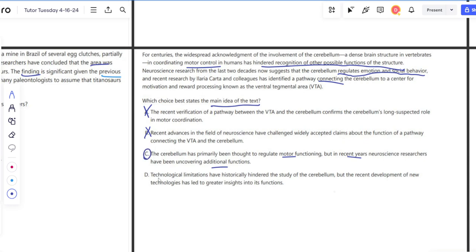The technological limitations have historically hindered the study of the cerebellum. No, it wasn't anything technological. So yeah, this one's going to be C.